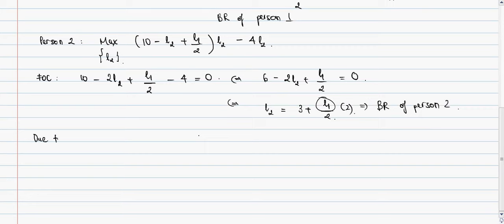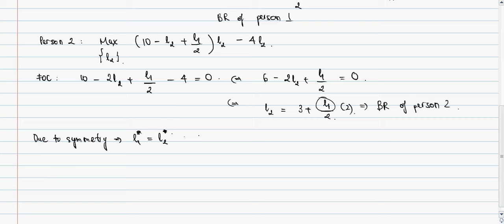So due to symmetry, I know that L1 will be equal to L2, so that the optimal L1 will be equal to the optimal L2. Basically it means person 1 and 2 will be choosing exactly the same amount of hours they want to spend on doing the loan in order to maximize their net payoff.